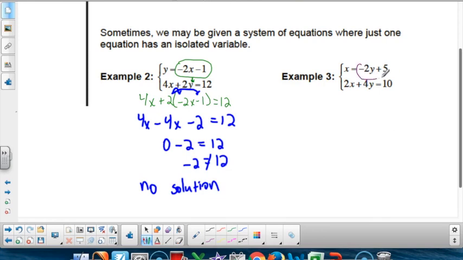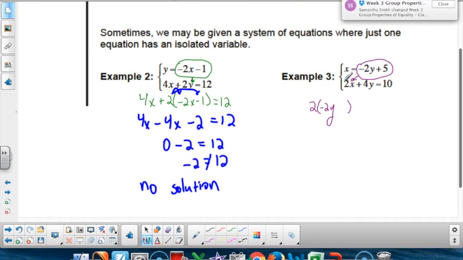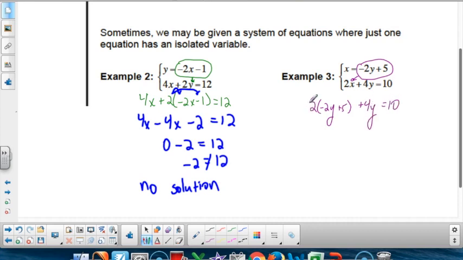So I'm going to take negative 2y plus 5, and I'm going to plug it into this x. So again, I'm going to need some parentheses because I'm multiplying this 2 by all of 2y plus 5. And then I've got that plus 4y equals 10. And I'm going to start solving the exact same way. I'm going to distribute. 2 times negative 2 is negative 4y. 2 times 5 is 10. And then that 4y is not getting distributed because it's not part of the parentheses.